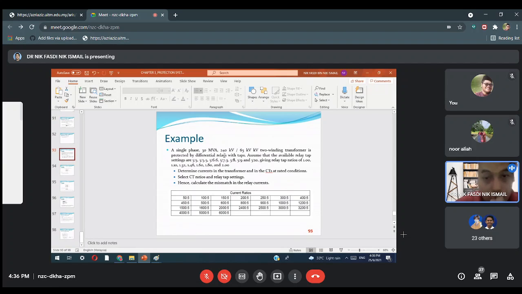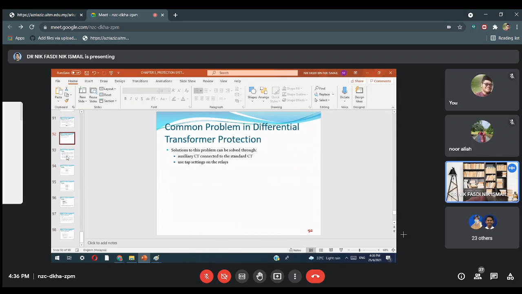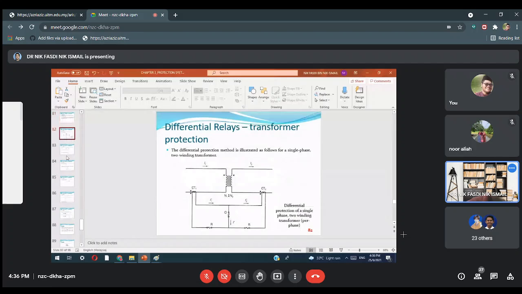Okay, 30 MVA, 240, 65. So, you kena cari primary and secondary current. Yang untuk apa? Back pada soalan ni lah. Okay. You have to determine the primary and secondary current. Later on, you kena determine the I1 prime and I2 prime. So, this is the primary and secondary current for transformers. These are the primary current for CT. Jangan salah. Ada different kat sini.